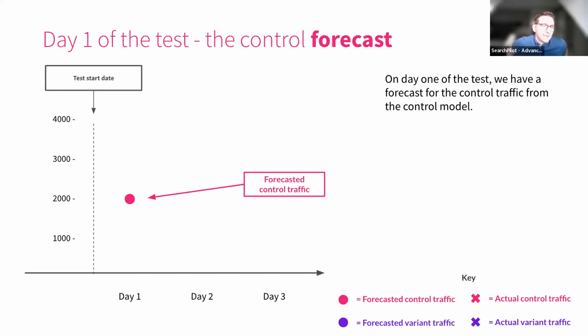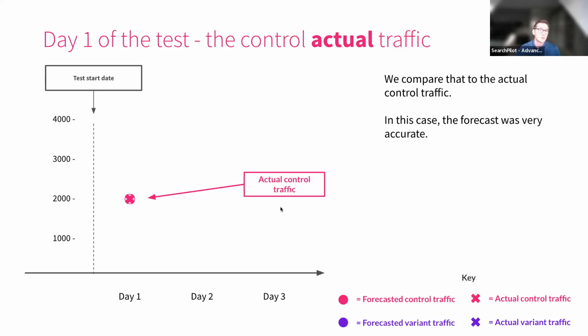So imagine we roll out a test, and then on day one, what we're essentially doing is we have a forecast of what we think that traffic should be to the control pages. So in this instance, the model is predicting that traffic to control pages should be about 2,000 sessions on day one. And then day one comes around and we compare that to the actual traffic. So again, a simplified, made up example, but lo and behold, the actual traffic is exactly what we predicted, 2,000 sessions.